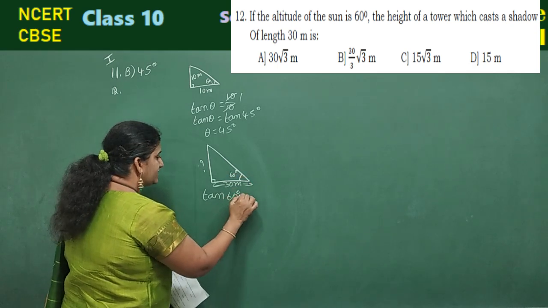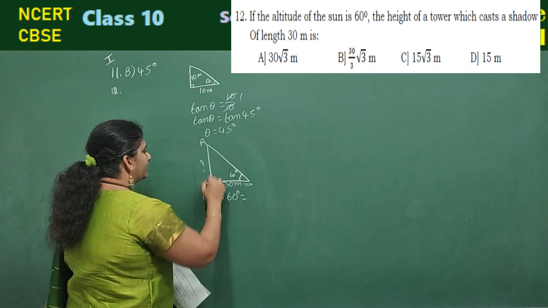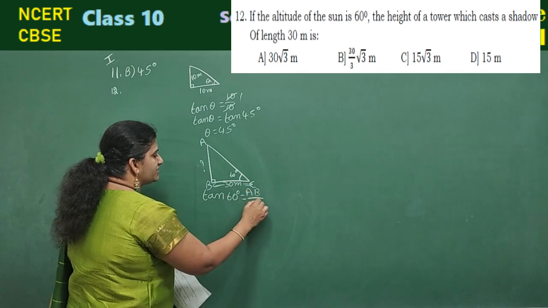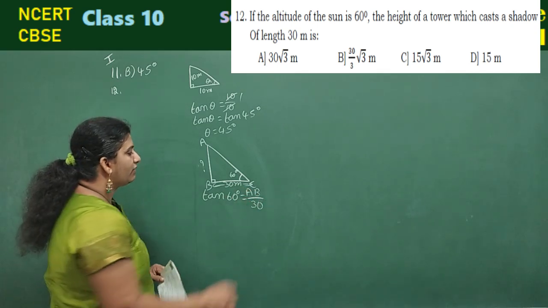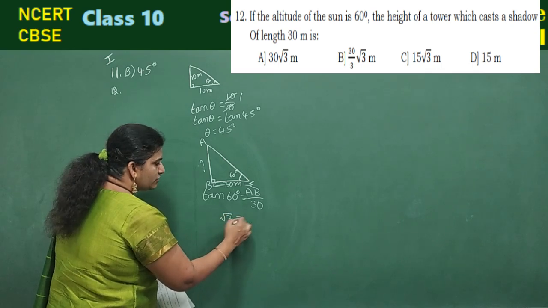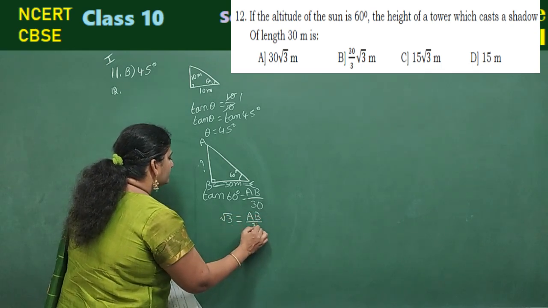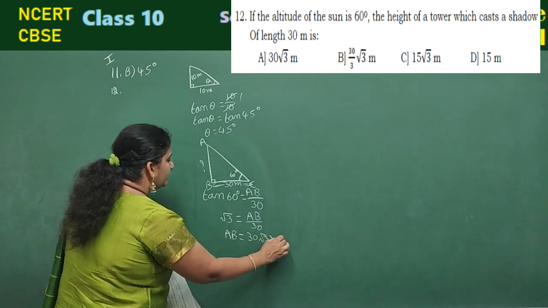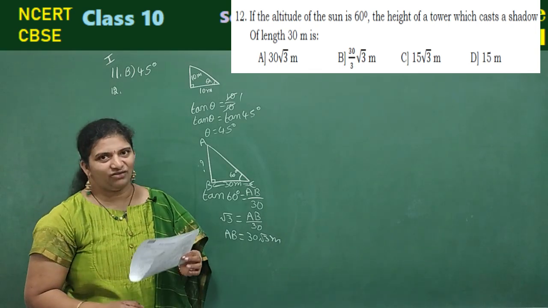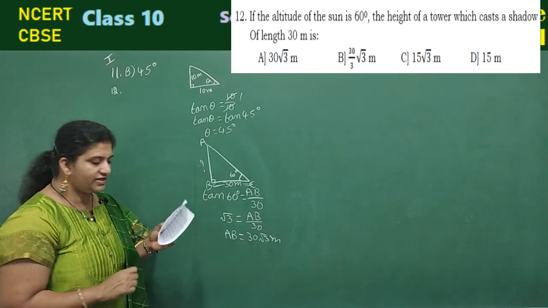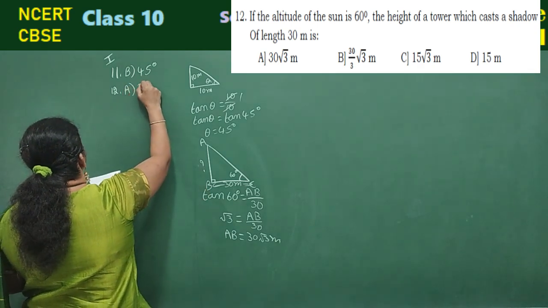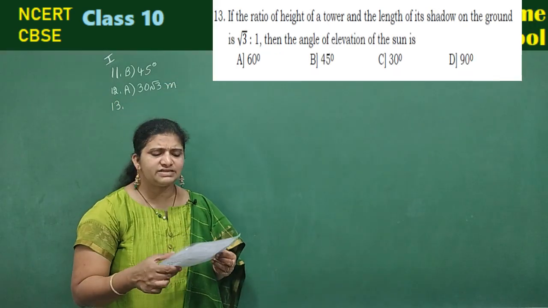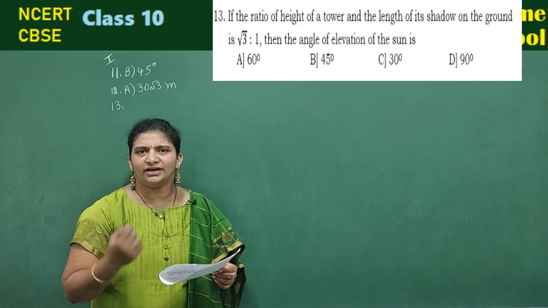Theta value is given, 60 degree, is equal to opposite, let me take AB, opposite AB by adjacent. You know the adjacent value, 30 meter. Tan 60 value is root 3. AB by 30. AB is equal to 30 root 3 meters, the height of the tower. See the correct option in this? Option A, 30 root 3 meters.